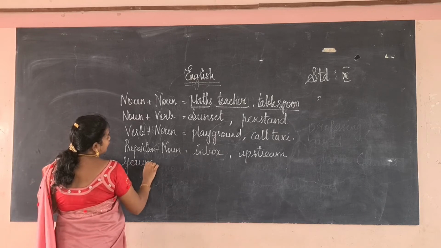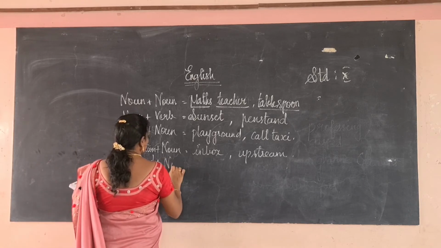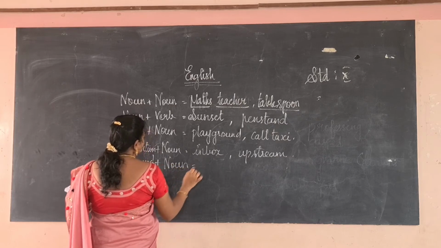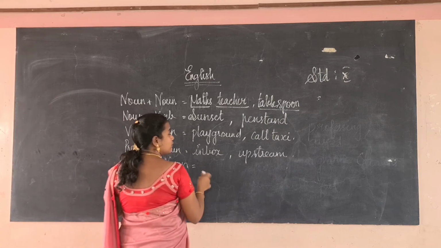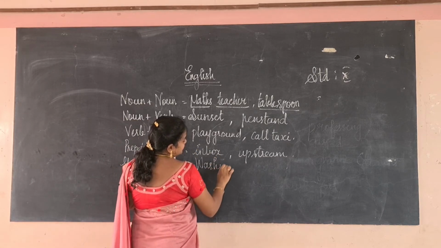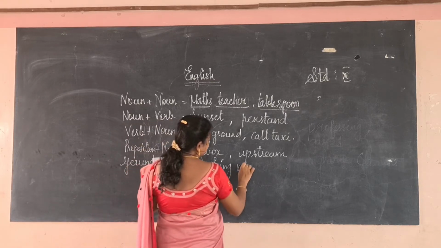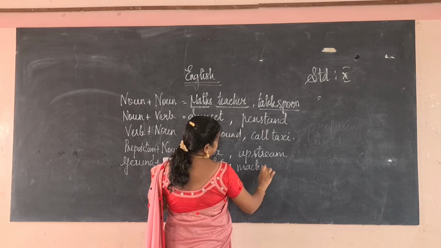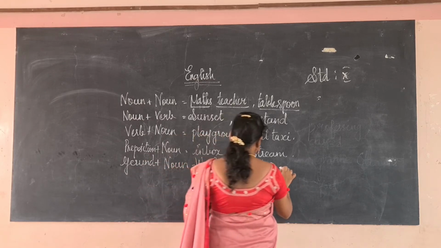Okay. Next, gerund plus noun. Gerund, I already told you, is verb plus ing. They have given the example bleaching powder. We will write washing machine. Washing: wash is a verb and ing makes it a gerund. Washing machine. Another one, dining hall.